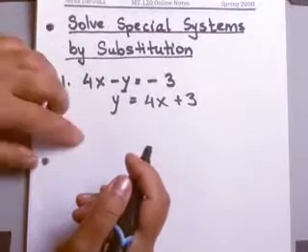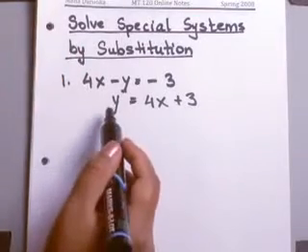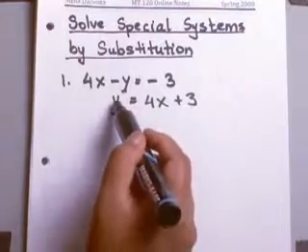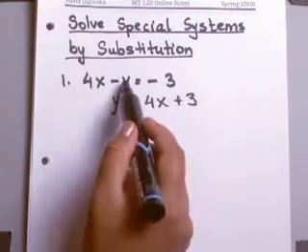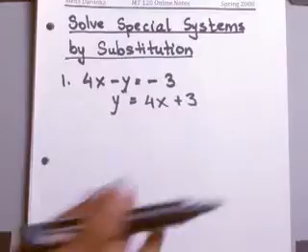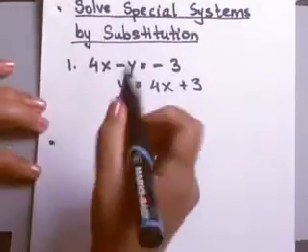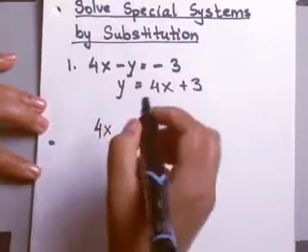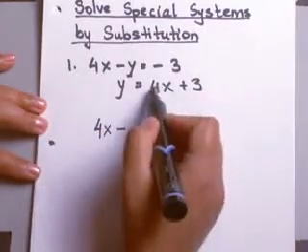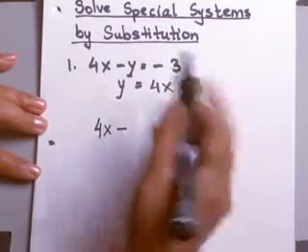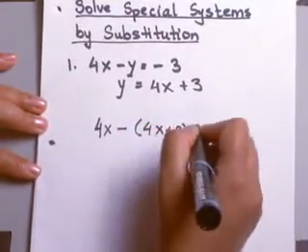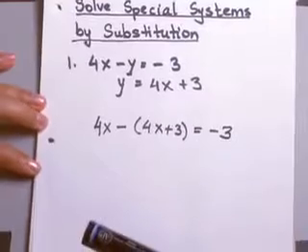Now in this example, our second equation is already solved for y, so we can go ahead and take that and substitute it into our first equation here. So that will give us 4x minus, now since we are replacing this whole thing for y, you want to go ahead and put that in parentheses, equals negative 3.